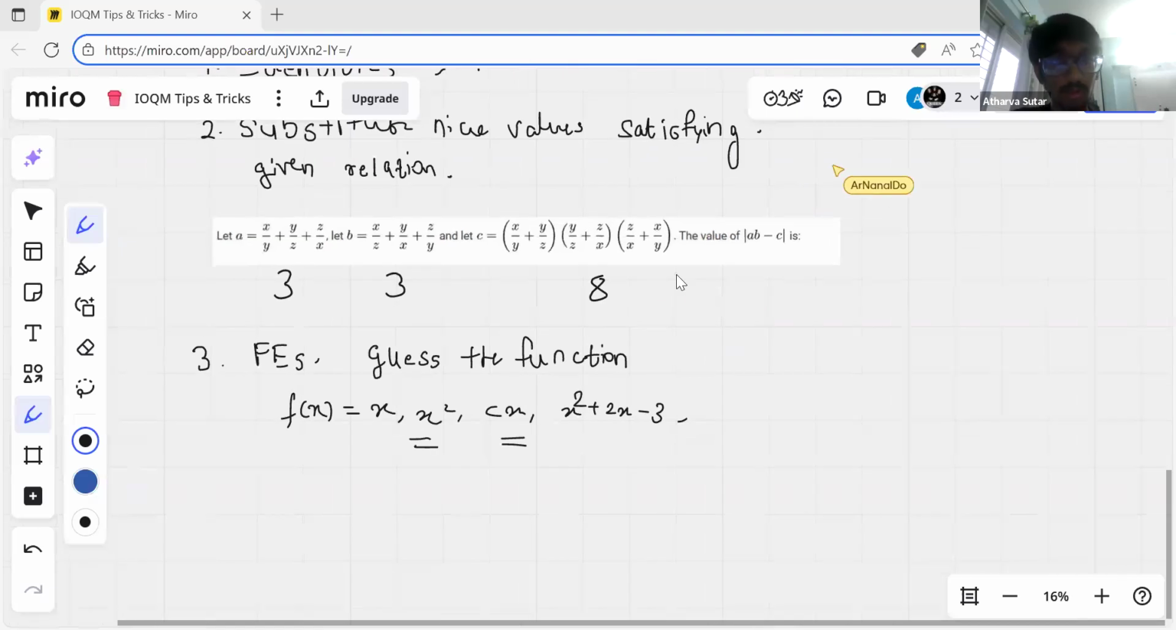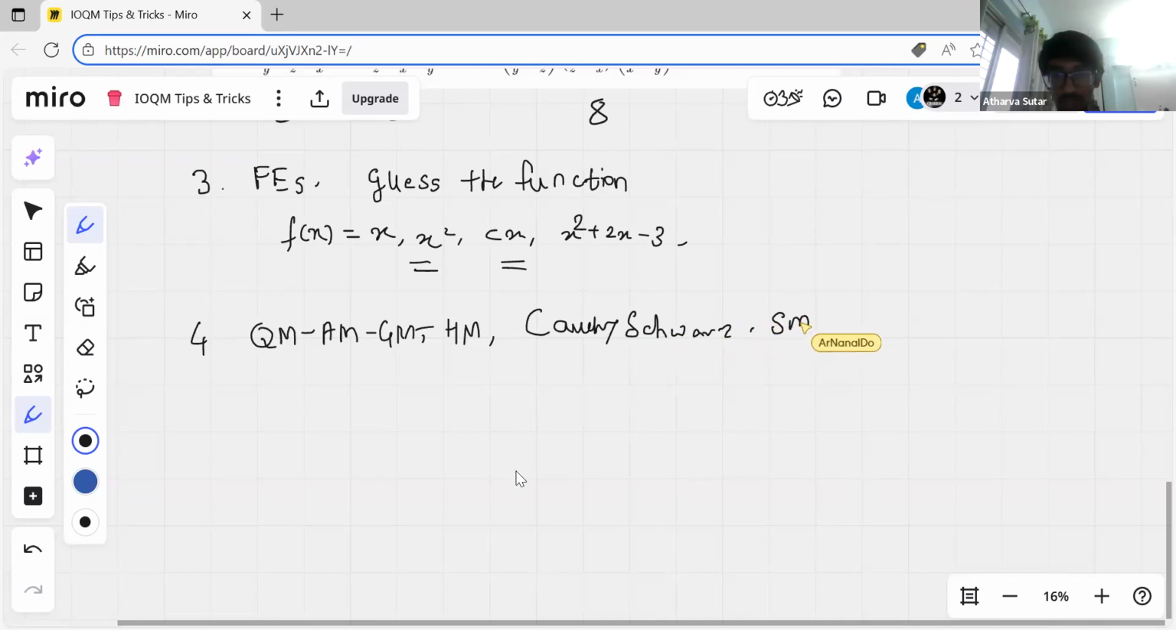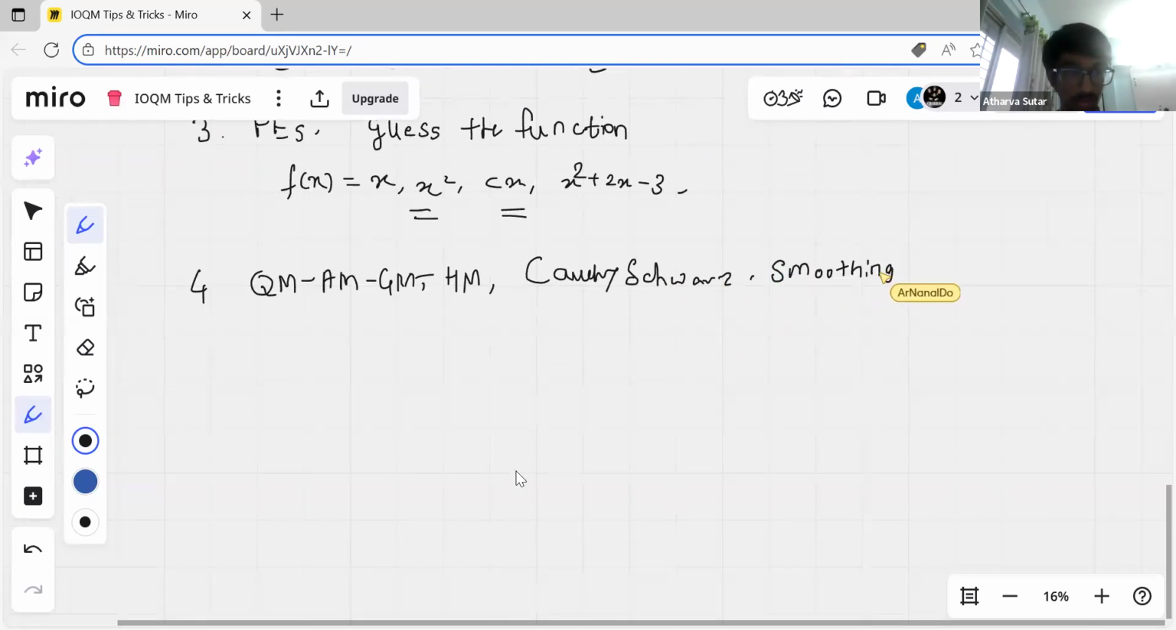Another thing is inequalities in IOQM. You're not going to get asked any hard inequalities in IOQM. All you need to know is the AM-GM, the complete AM-GM inequality, then Cauchy-Schwarz, smoothing, and Titu's lemma. But Titu's lemma is basically Cauchy-Schwarz. So you only need to know three basic inequalities. In case anyone doesn't know, this extended form is what I write here for two variables.